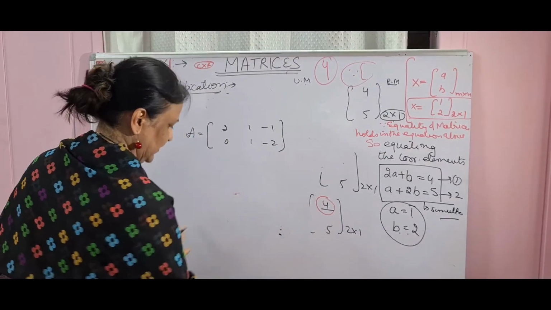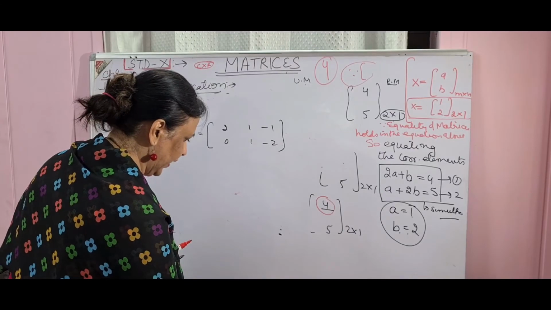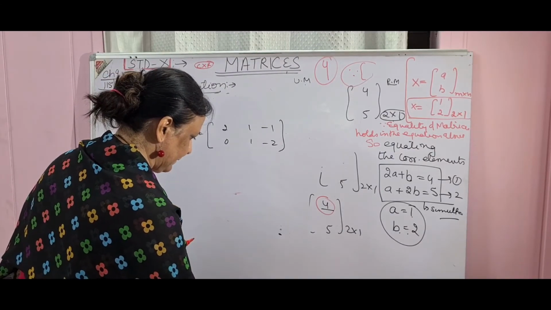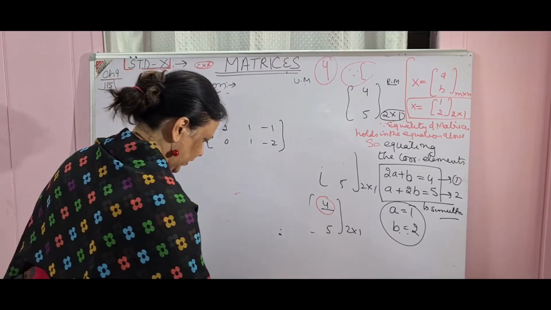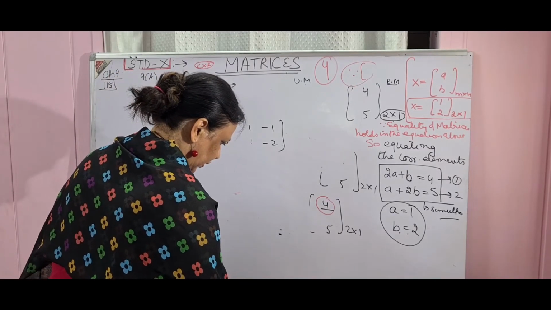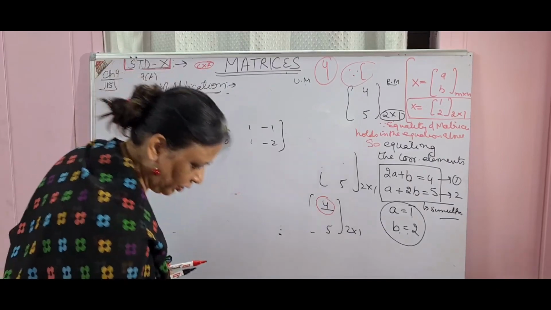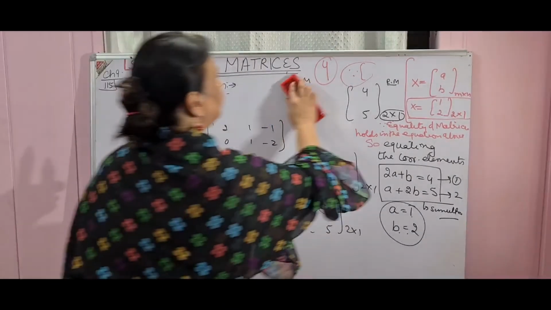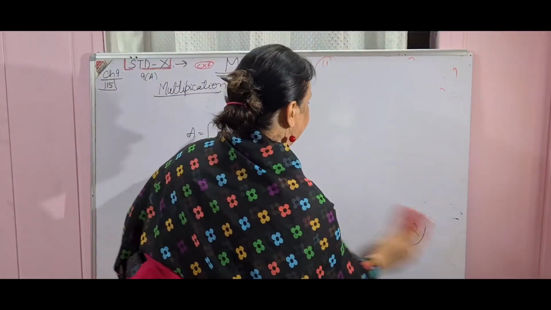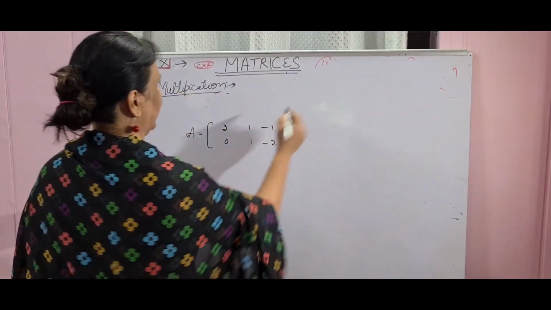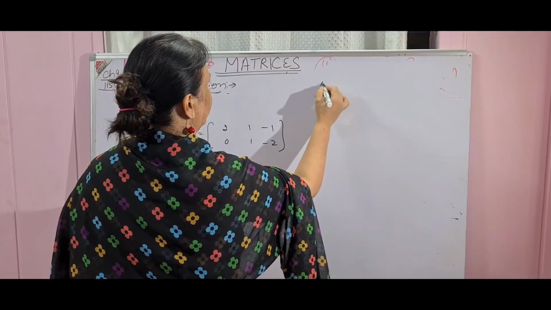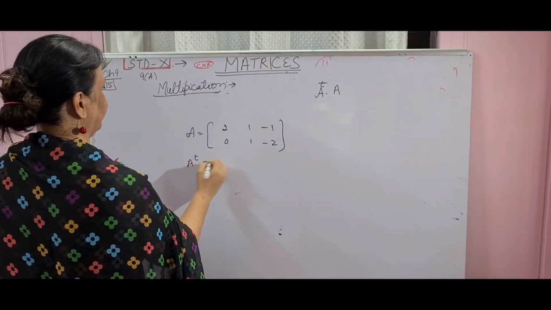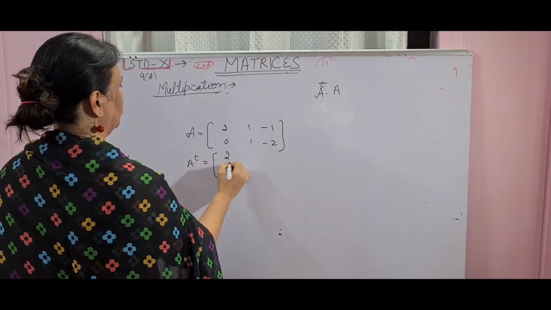Suppose I have this, and I have to find the value of A transpose dot A. I have to find the answer of A transpose dot A. That means I have to multiply. First of all, I am getting A transpose. This will be 2, 1, minus 1.